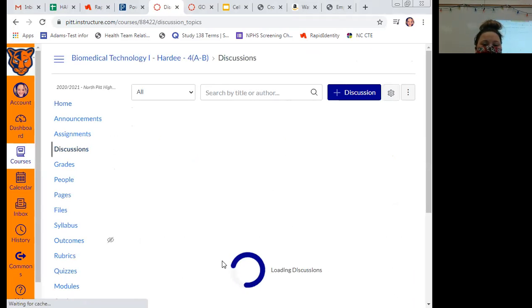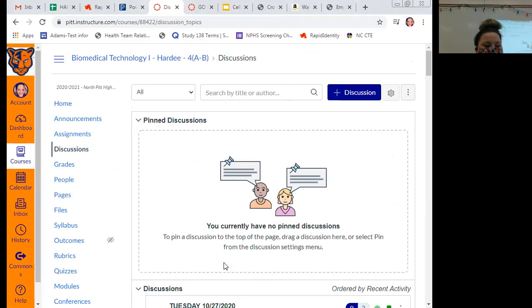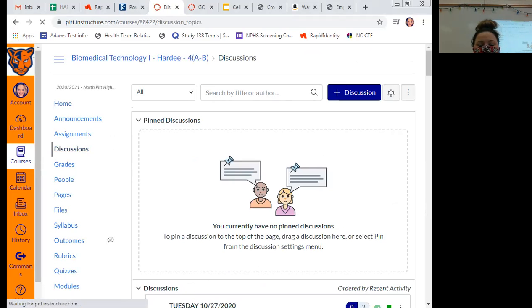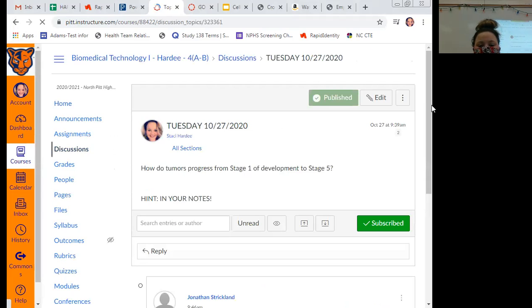So I am giving you 2 class periods to work on that. Your discussion question for the day has to do with the stages of cancer development. How do tumors progress from stage 1 to stage 5? Hint, hint, this is in your notes. So if you didn't do your notes or you just wrote enough to get by, you may want to go back and review your notes before you submit your answer. If you've already submitted your answer and would like to take an extra 5 minutes to perhaps edit your answer or reply to it, you can do so at the end of the Zoom.